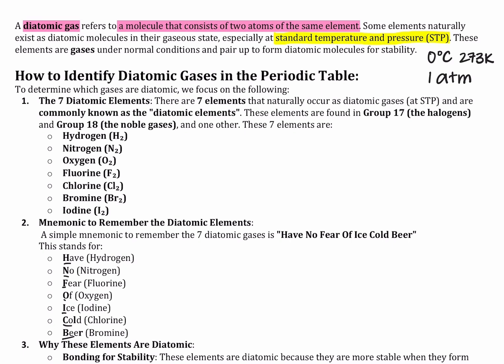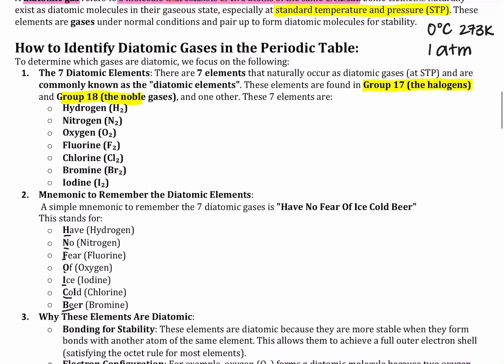So how do we first identify the diatomic gases in the periodic table? There are 7 elements that naturally occur as diatomic gases at STP. They're commonly known as diatomic elements. Some of them are found in group 17, the halogens, and some are found in group 18 of the periodic table, also known as noble gases. These 7 elements are hydrogen, nitrogen, oxygen, fluorine, chlorine, bromine, and iodine.